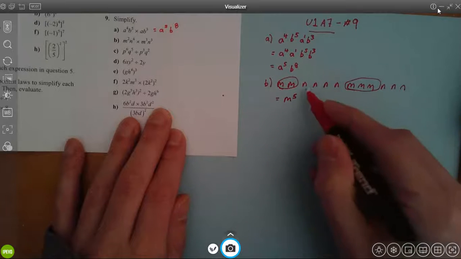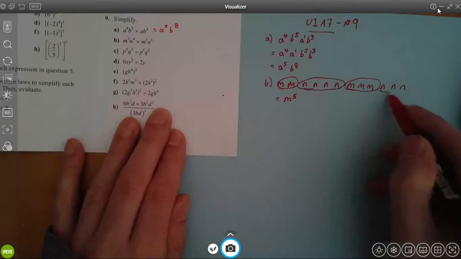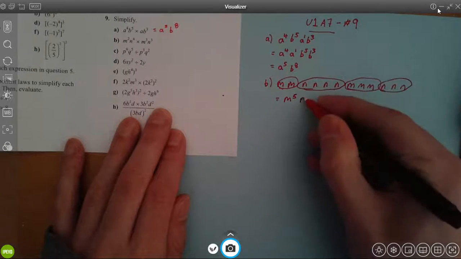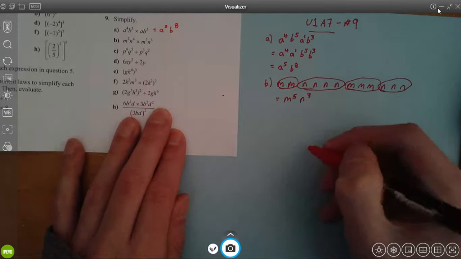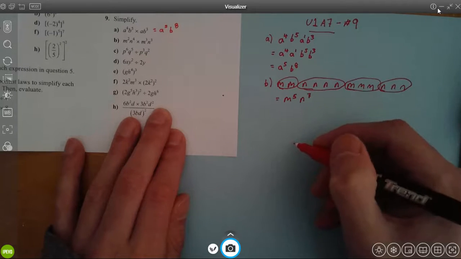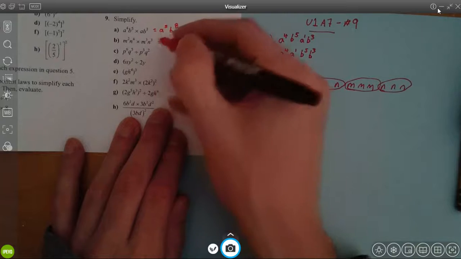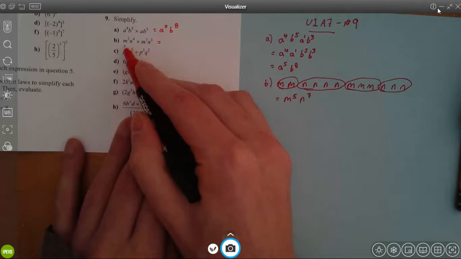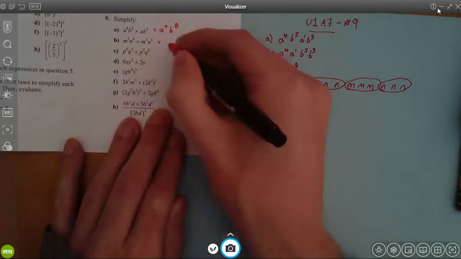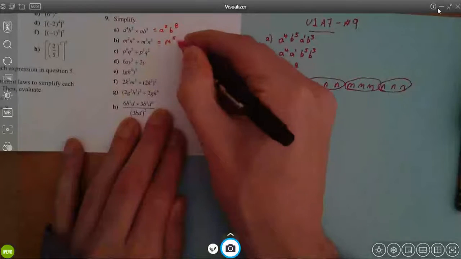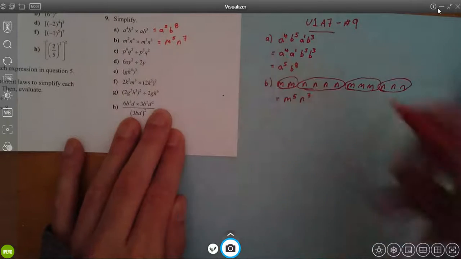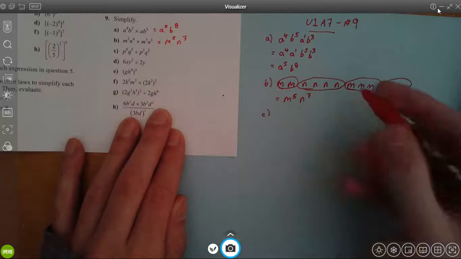How many n's do I have? Well, I've got 4 n's, and then I'm multiplying by another 3 n's. So I'm multiplying a grand total of 7 n's together. So if you want to think about it in long form, if that helps, that's fine as well. Again, I could do this in one step just by multiplying the m's together. Same base, so I can add the exponents. 2 plus 3 is 5, and 4 plus 3 is 7. Division works the same way.